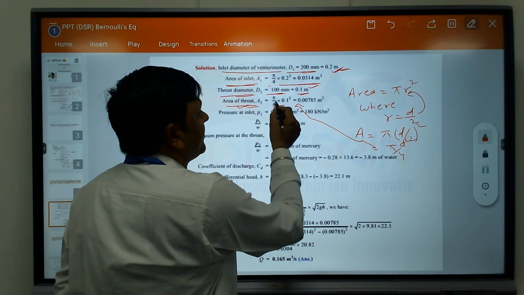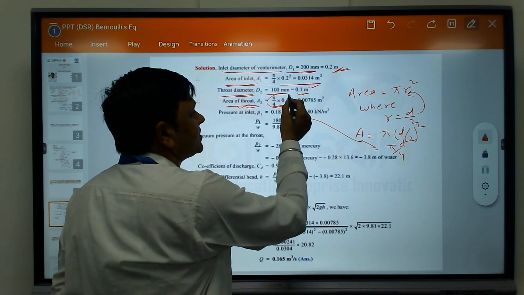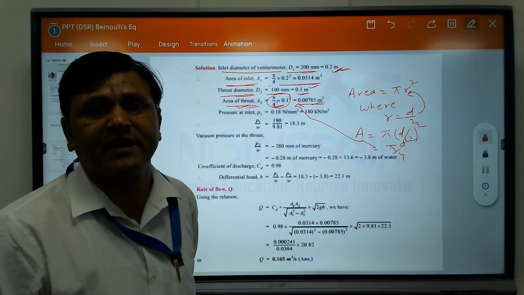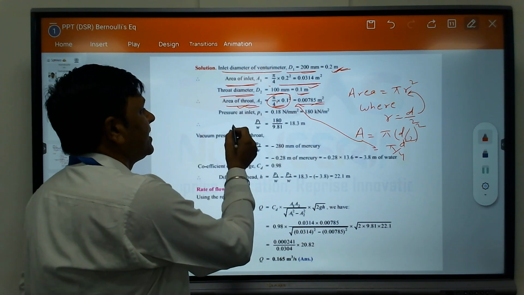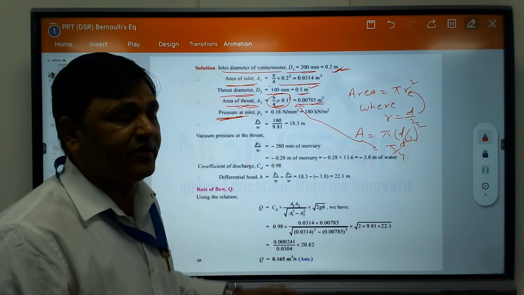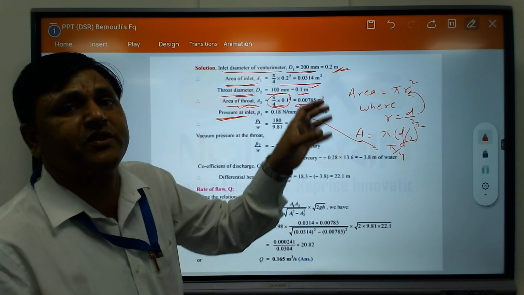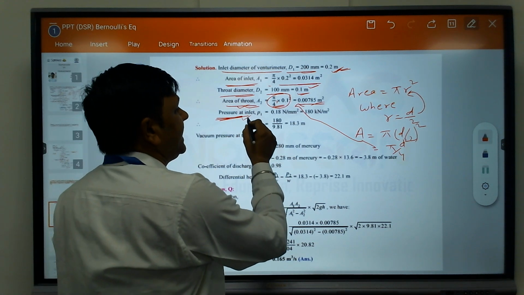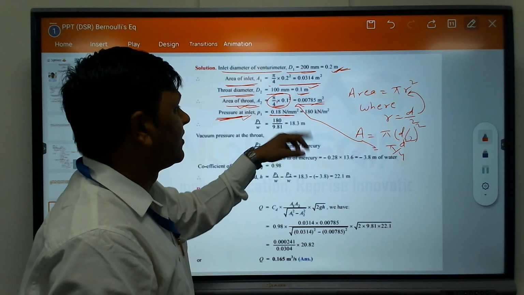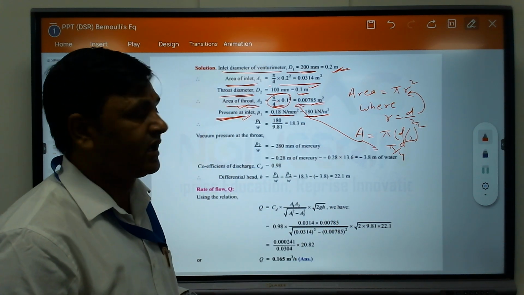So area of the throat is pi by 4 times diameter 0.1 squared, and after calculating, the area of the throat is 0.00785 meter square. Pressure at inlet: we have to calculate the flow rate using the given data in terms of the pressure. Pressure at inlet is 0.18 Newton per mm square, converting to 180 kilonewton per meter square.